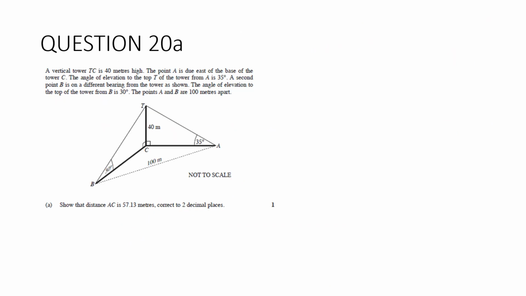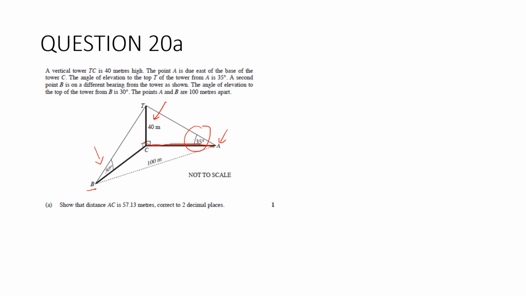Question 20a. A vertical tower TC is 40 metres high. Point A is due east of the base of the tower C. The angle of elevation to the top T of the tower from A is 35 degrees. The second point B on a different bearing from the tower is shown. The angle of elevation to the top of the tower from B is 30 degrees. Points A and B are 100 metres apart. Part A, show the distance AC, that's here, is 57.13 metres, correct to two decimal places.